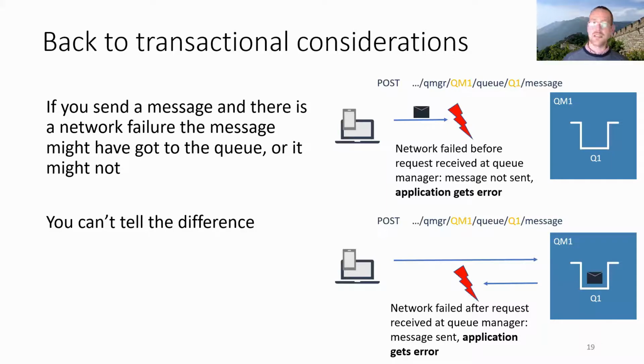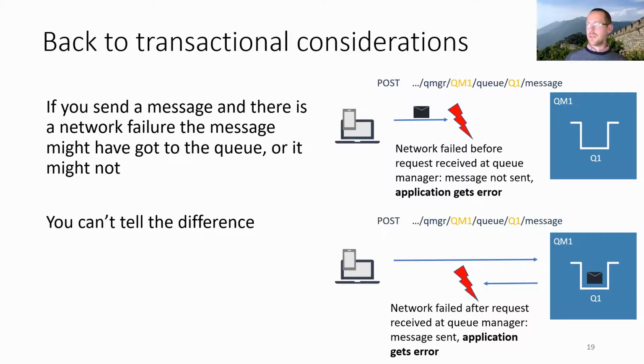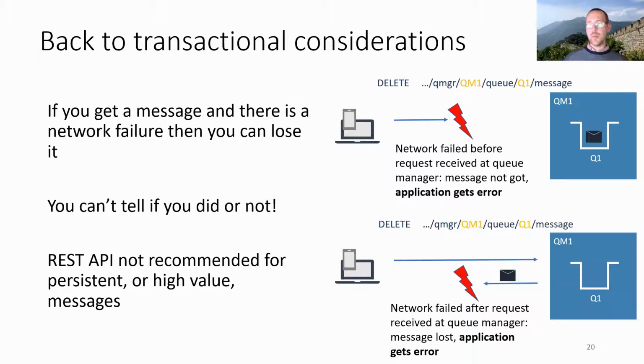Nice transactions. A similar case, and perhaps possibly more of a nastier case, is what happens when I'm trying to consume a message. So here I want to consume a message that's already on the queue, so I'm going to destructively get it. Now, if I issue my destructive get and the network glitch happens before I've consumed the message, that's fine. I can just go and request it again, okay?